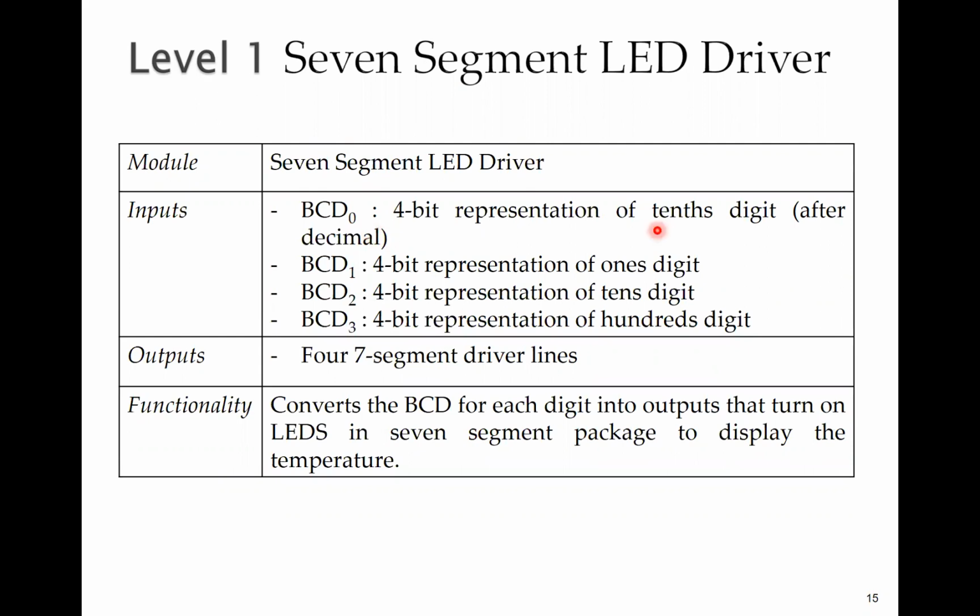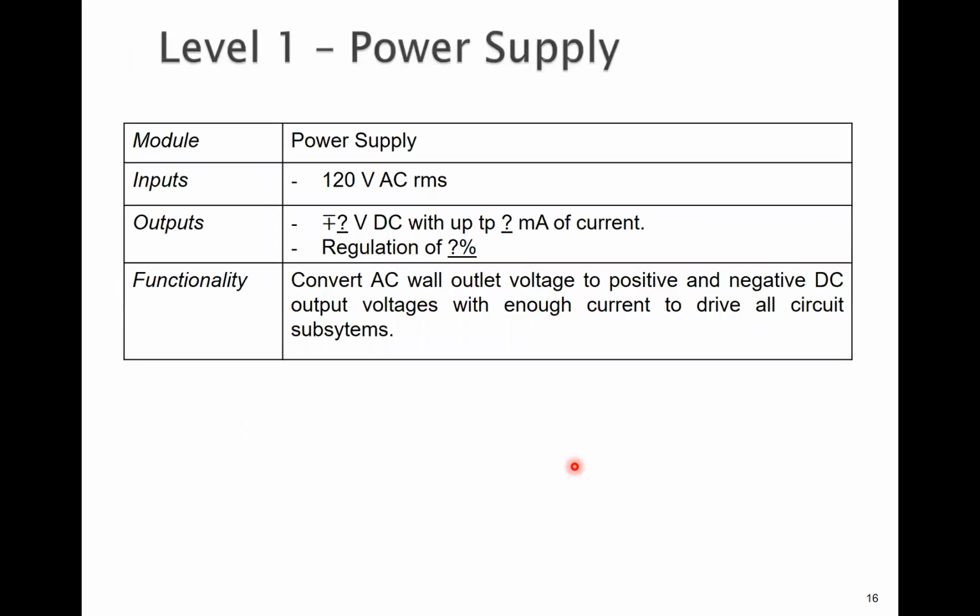Here we have 4 inputs or 4 digits of display, and the output is 4 7-segment driver lines. The functionality converts BCD for each digit into outputs that turn on LEDs in the 7-segment package to display the temperature. So finally, the power supply powers up all components.